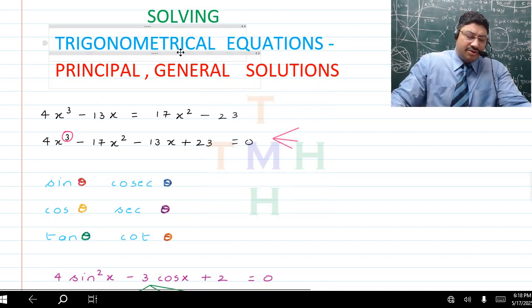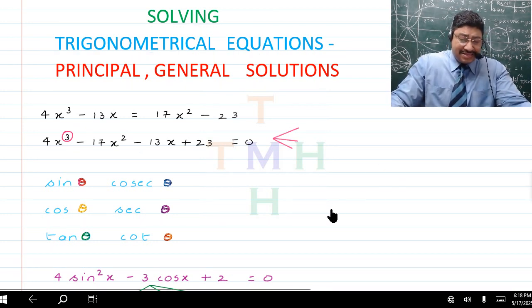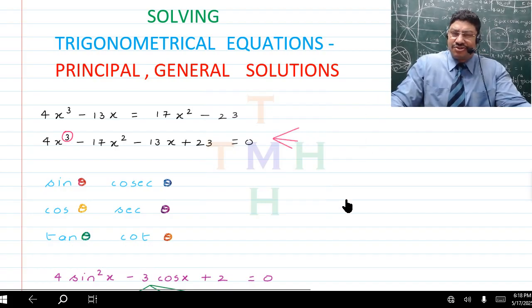Okay, so here children, we have this topic which is solving trigonometric equations, and in this the two primary types are actually the principal and the general solutions. This is actually what is normally asked by the examiners. Specific solution is hardly the case.